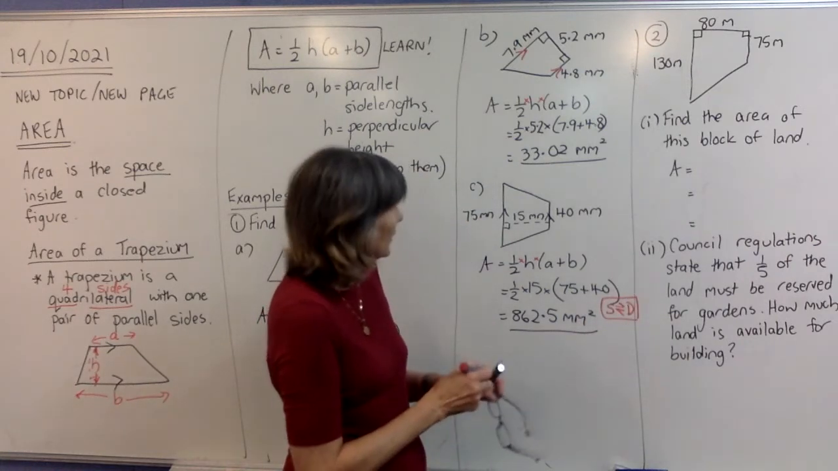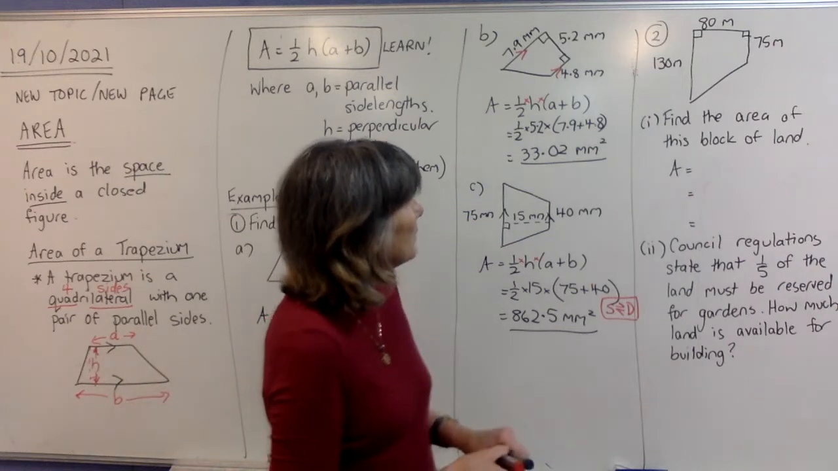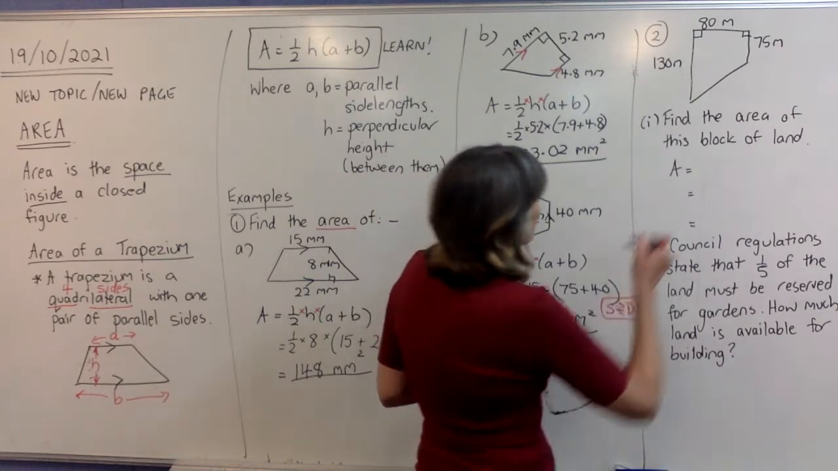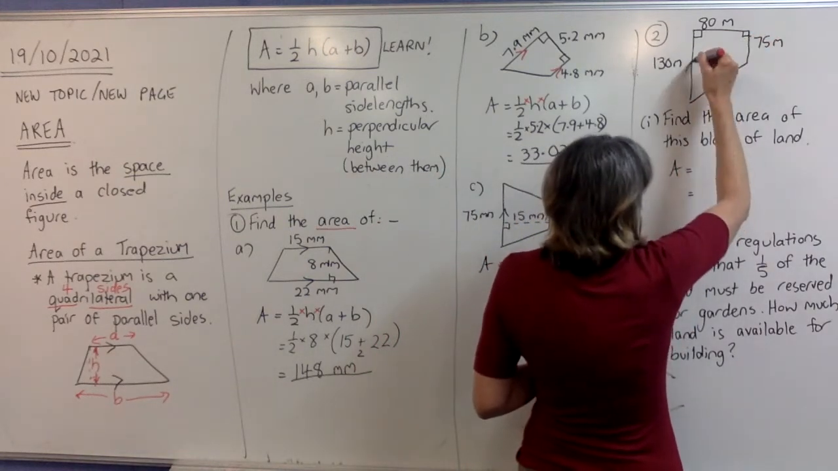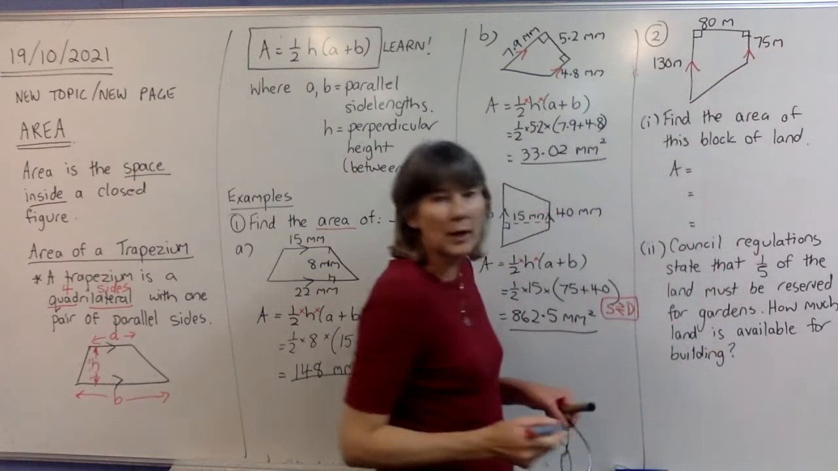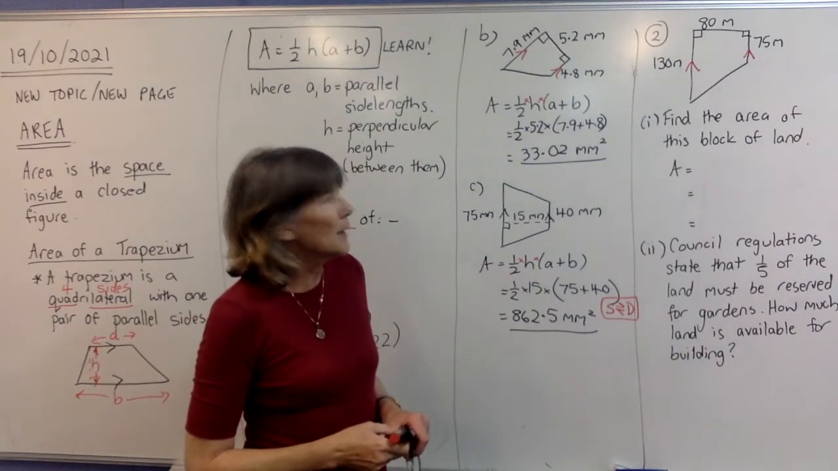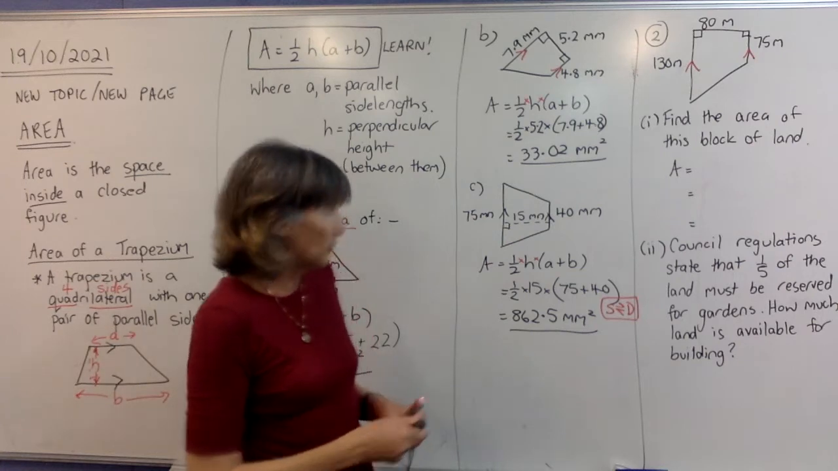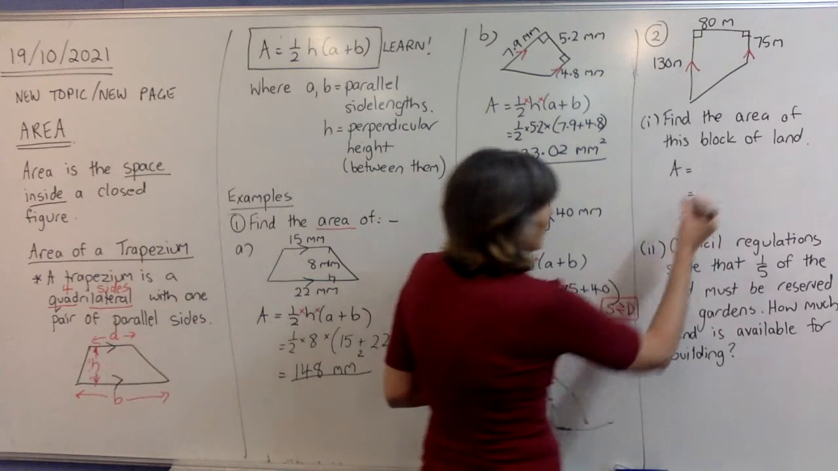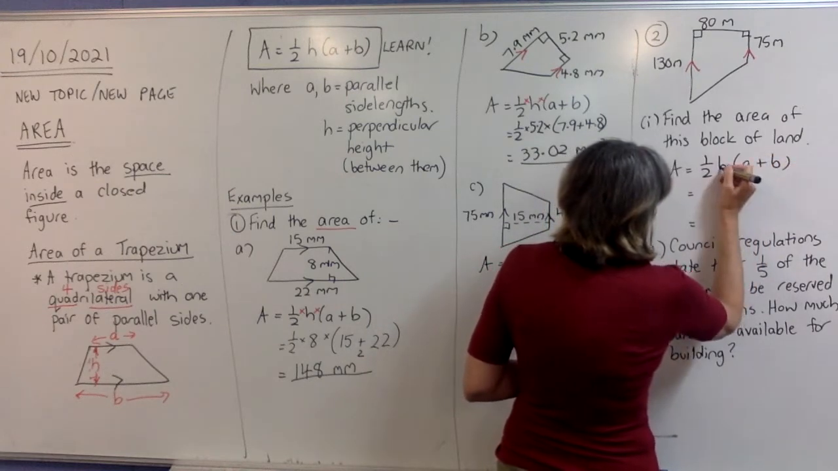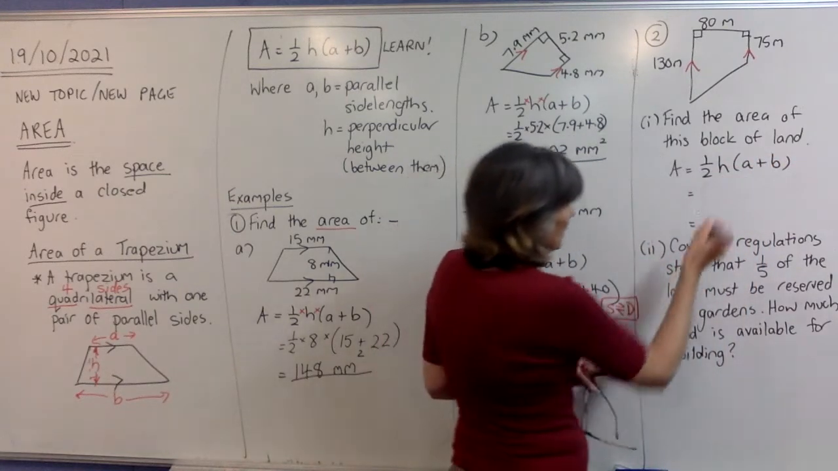Okay, let's have a look at the next one. So number 2, where's our parallel sides? Well, you see your 2 right angles there, so that's straightening up these sides here, so that will make them parallel. So A and B are going to be 130 and 75. But first we write down our area formula. And let's put the times signs in.